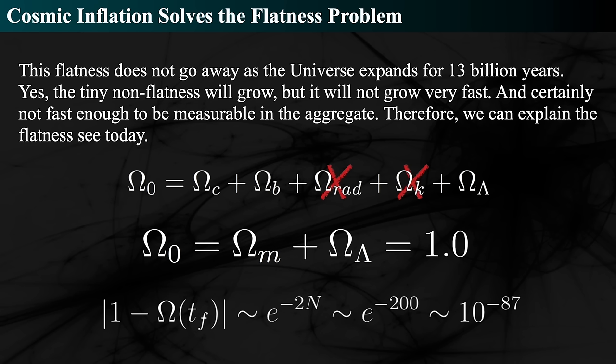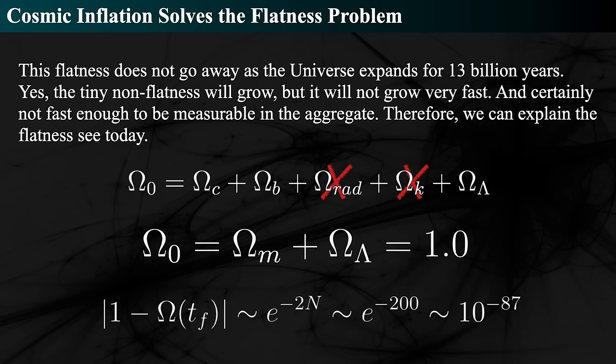In fact, as the universe expands for 13 billion years, why not? Because it's just too big. The curvature is simply so large that there's no way for it to ever catch up. So the tiny, tiny, tiny non-flatnesses that probably existed during the Planck epoch and the GUT epoch may have occurred, but they were smoothed out incredibly rapidly by the inflationary epoch, and the lumps can't grow fast enough in order to be measured.